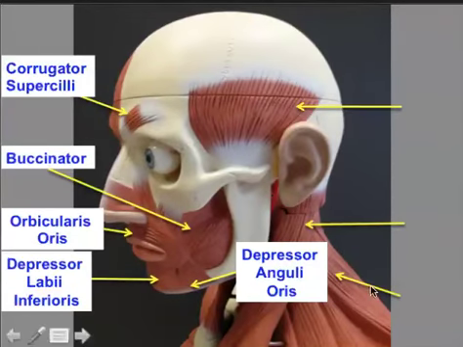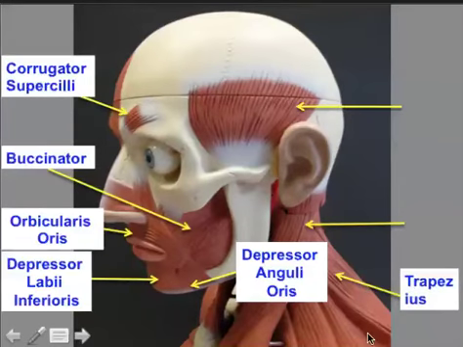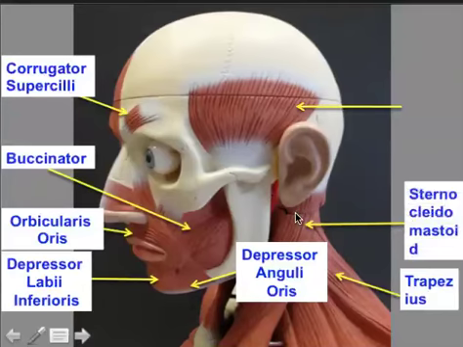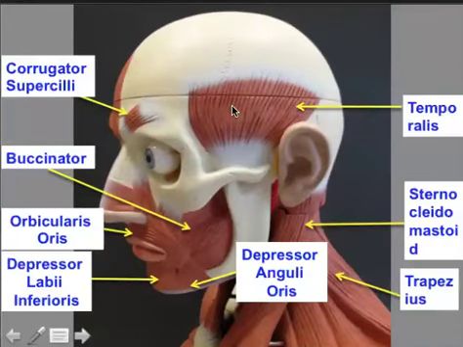This muscle back here is the trapezius. It's a prime arm mover, and we'll talk a little bit more about its actions in a bit. This muscle here that starts up behind the ear and attaches to the clavicle, the mastoid process, and the sternum is the sternocleidomastoid, and this helps with moving the head. And finally, this muscle here is the temporalis muscle.